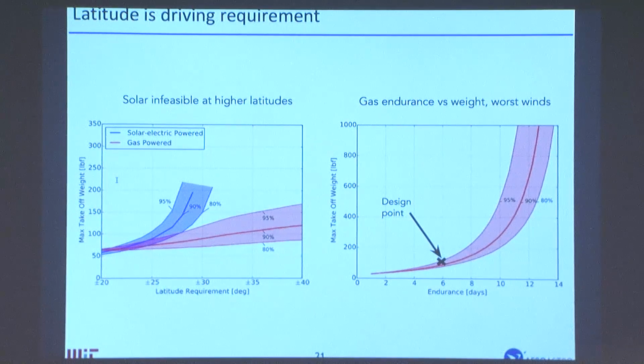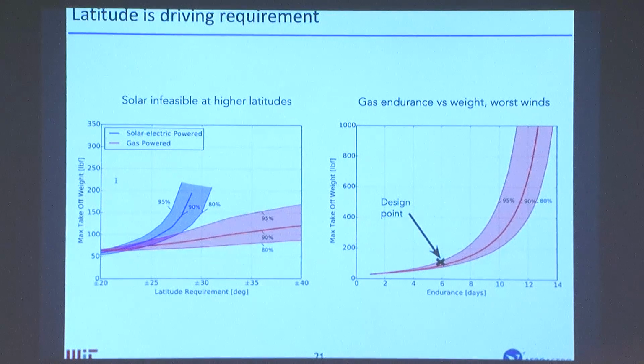It just gets impossible, at least with the current assumptions about battery energy density and solar cell efficiency and all the assumptions that we put into the model. If we believed all that, the solar concept blows up, and you notice our requirement was 45 degrees latitude, which is over here. So things were not looking good for the solar option.